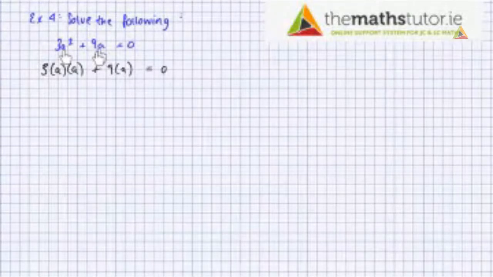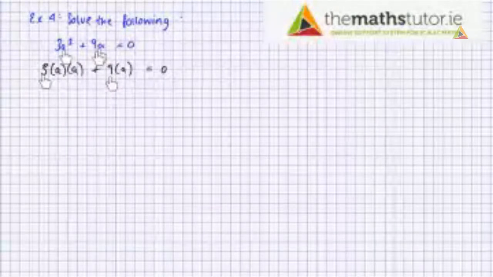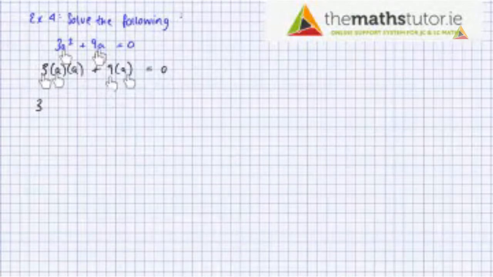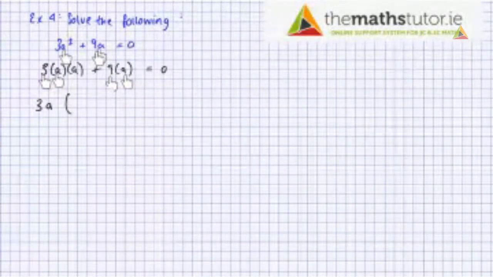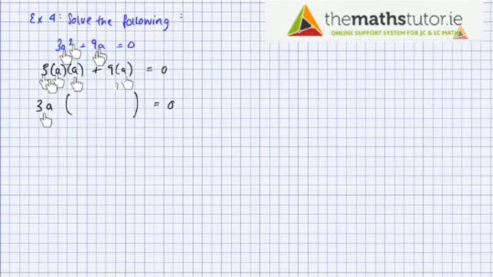Okay, is there any number that divides into 3 and 9? And the answer is 3. So I'm going to take that out. Is there any letter that's common? Well, we have an a here and we have an a here, so I'm going to pull out a as well. So 3a by something equals 0. So for here, 3a, so that's your 3a, multiplied by a gives me 3a squared. So I'm going to put a inside the brackets, plus what multiplied by 3a gives me 9a? The answer is 3.